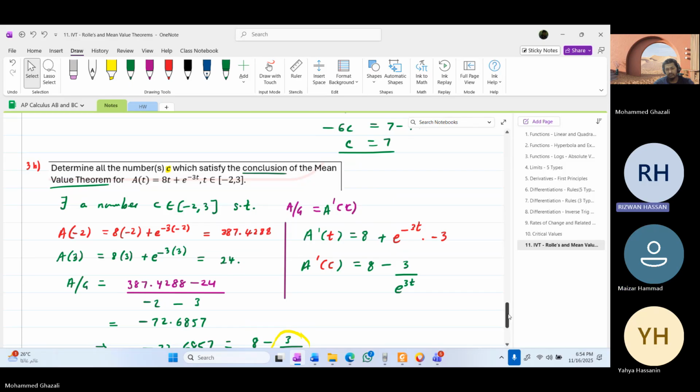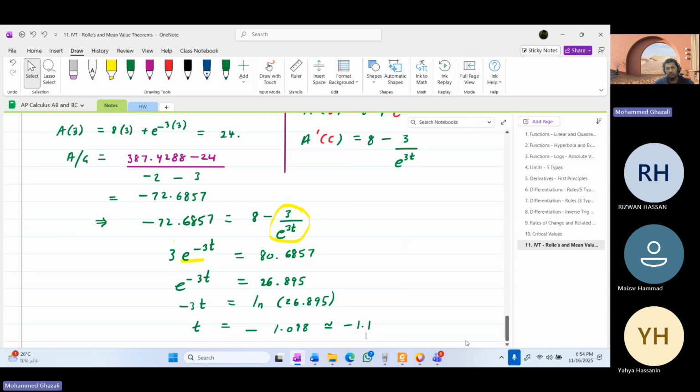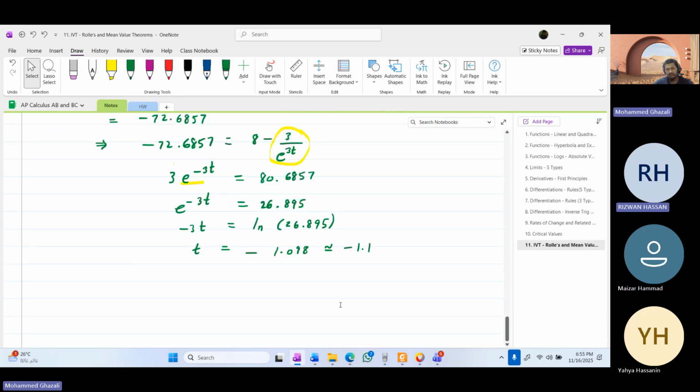Wait, mister, can you scroll down? How did you get negative 1.1? We took ln of 26.895 and then divided by negative 3. Solve for t. Negative 3t is ln 26.895. Yeah, my bad. I thought it was plus t. I put plus by accident. Divided by 3. Yeah, negative 1.0.